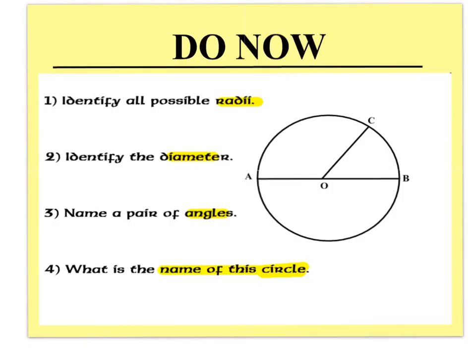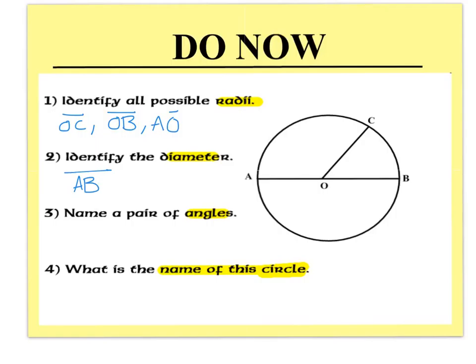The most obvious one I think you can see is OC. The second one is OB, and the third one is AO. Hopefully you were able to determine that the diameter is AB, that's double the radius.